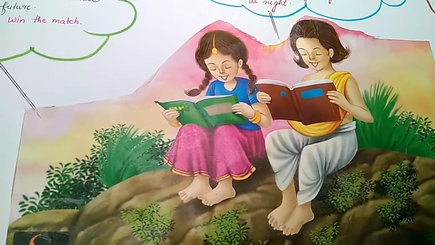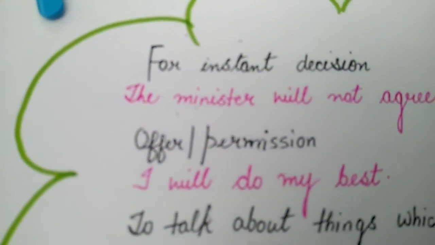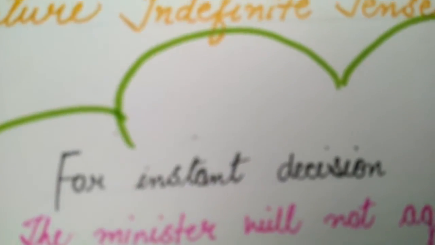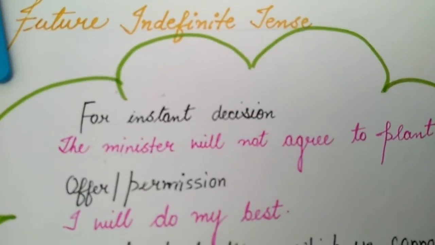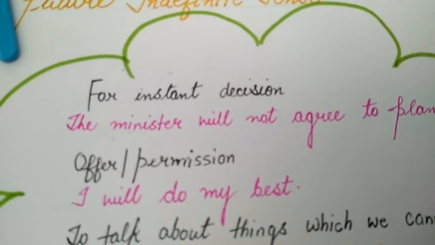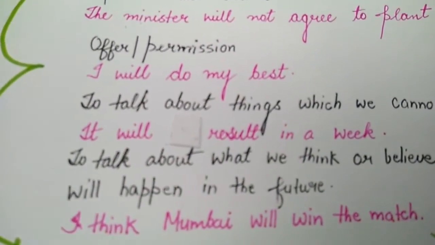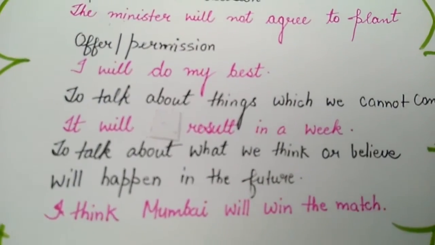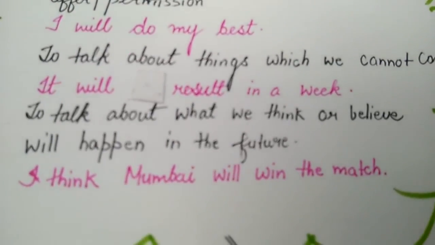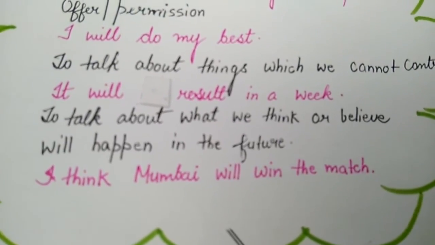What are the things they discussed? What are the usages of future indefinite tense? Here are the usages of future indefinite tense. First, for instant decision. For example, the minister will not agree to the plan. Second, offer or permission. I will do my best. Third, to talk about things which we can't control. For example, the result will come in a week. Fourth, to talk about what we think or believe will happen in the future. For example, I think Mumbai will win the match. Thank you.